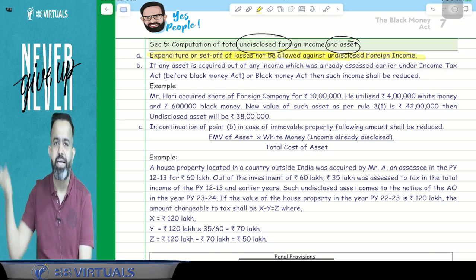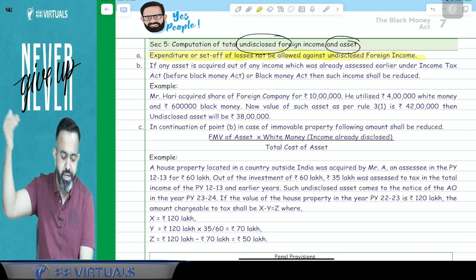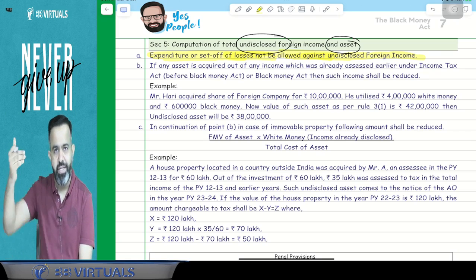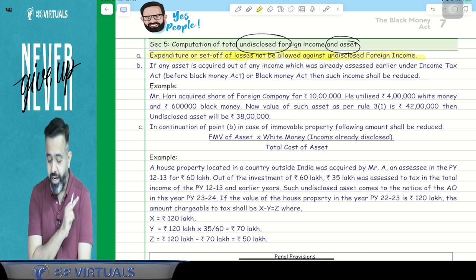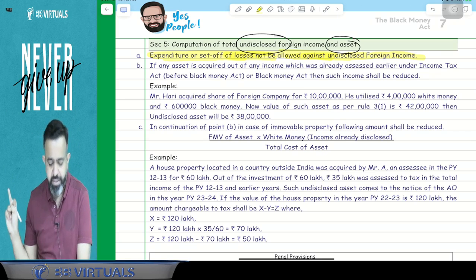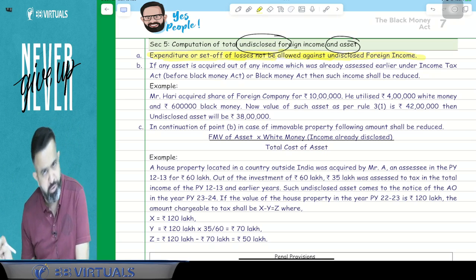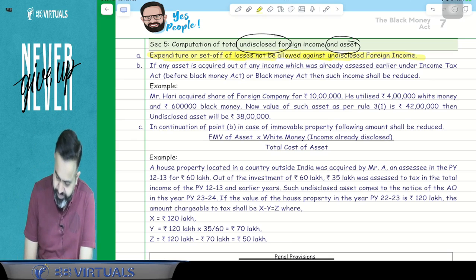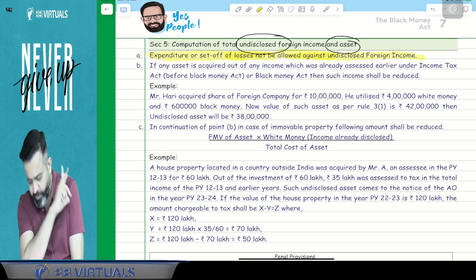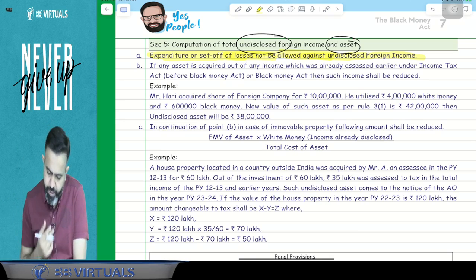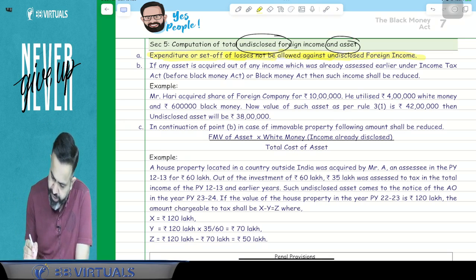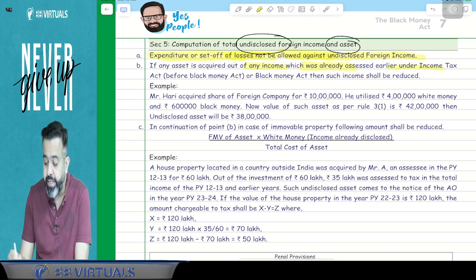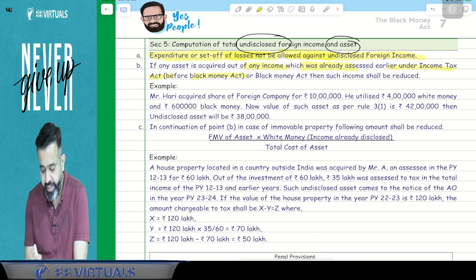In income tax, normally expenditure is allowed. If there is any income and there is any expenditure against that income, then that expenditure is allowed. But here, guys, under the Black Money Act, any expenditure is not allowed. Any set-off of the losses is not allowed. Now, while considering the asset, this is the interesting part and the last part, I think. So just focus here. If any asset is acquired out of any income which was already assessed earlier under the Income Tax Act before the Black Money Act, or under the Black Money Act, then such income shall be reduced.